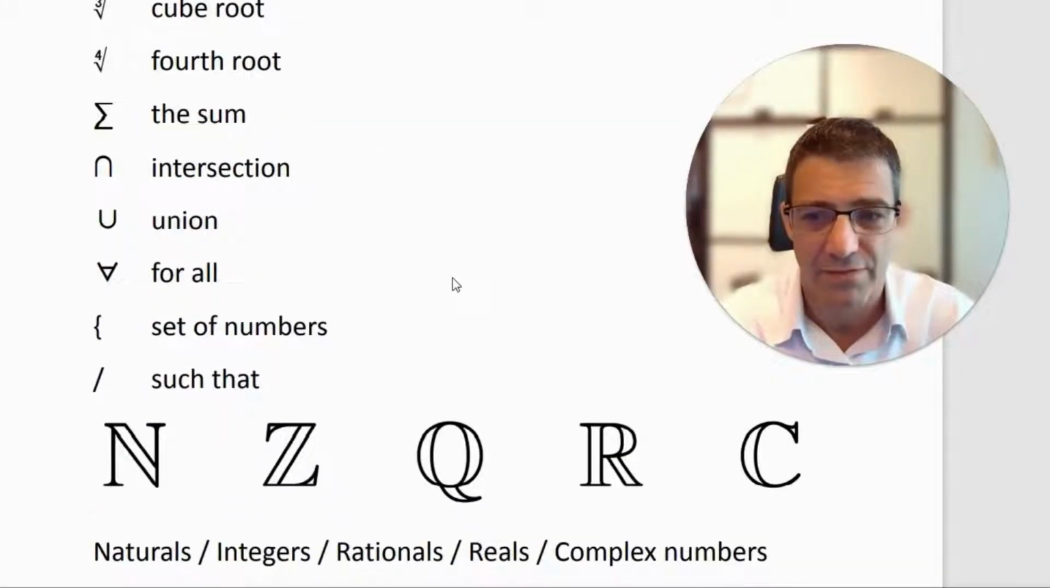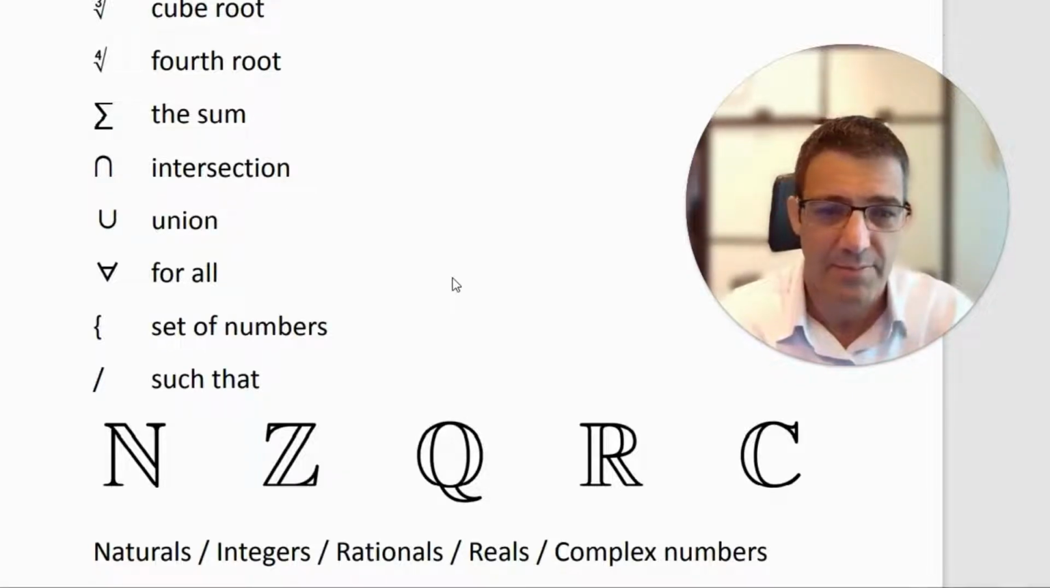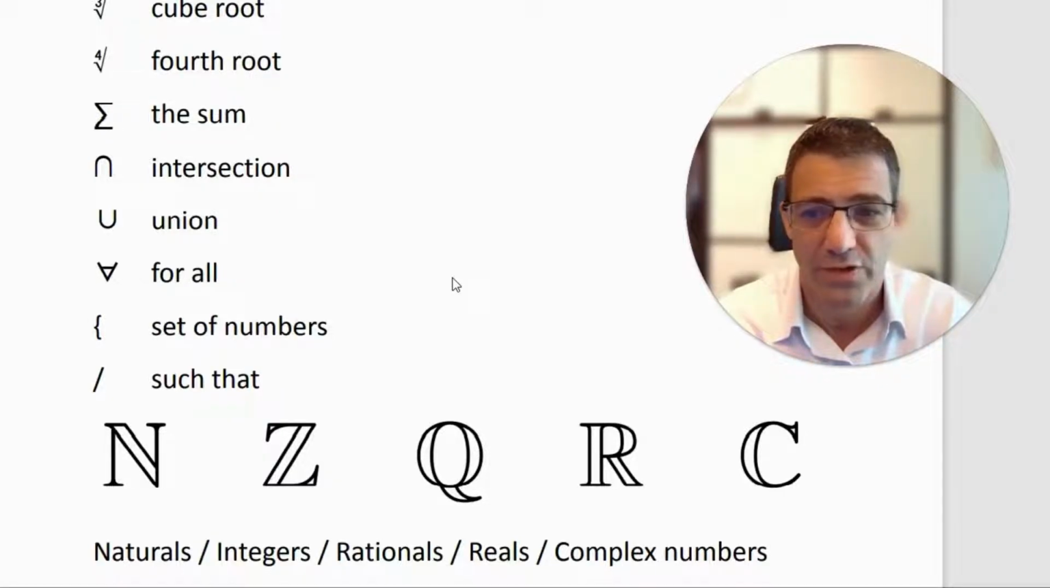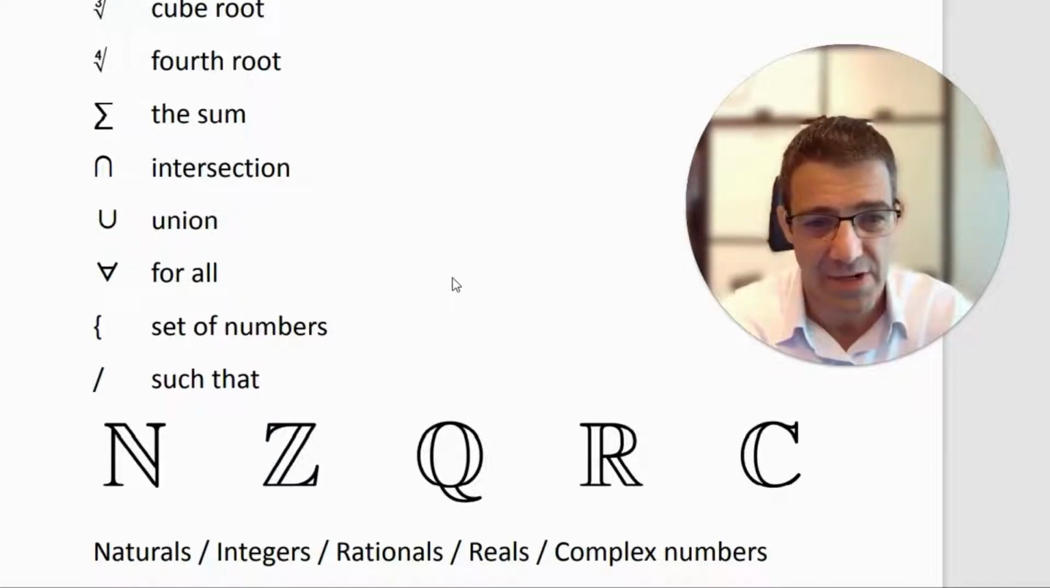And then we have this kind of V here with the line through the middle. That means for all. For all the values. So that's something like an opening statement. So for all the values in the real numbers, and then perhaps there's a statement, but essentially that's what it means. It means for all. The squiggly bracket means set of numbers. So that's a number set. And then the forward slash means such that.